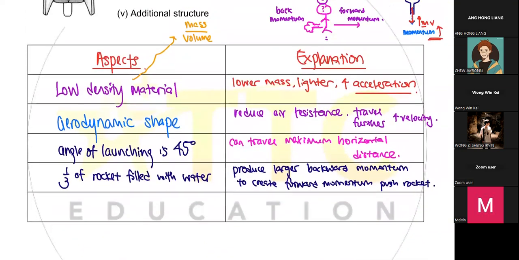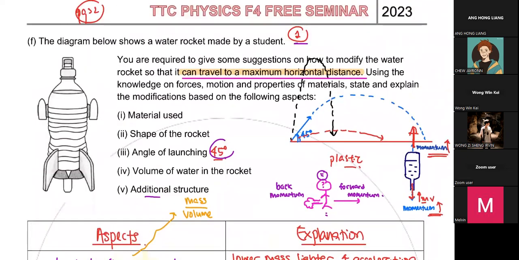Okay? And lastly, guys, additional structure. What kind of additional structure do you need? Come on, guys. If you answer this correctly, I'll give you a 5-minute break. Come on. In a rocket, what do we need to add here? Add wings? Cannot, wings cannot.